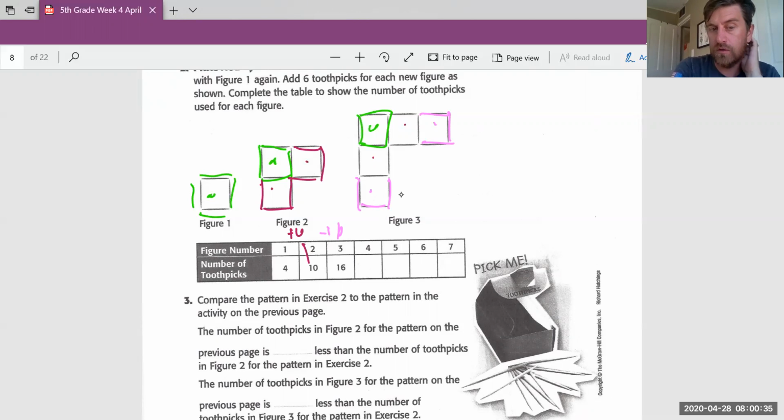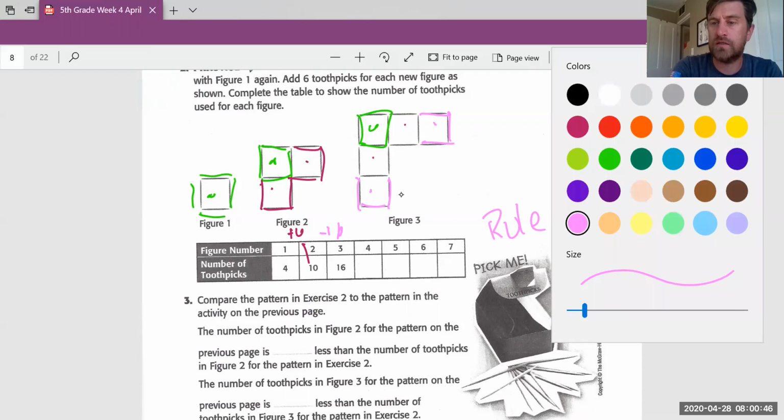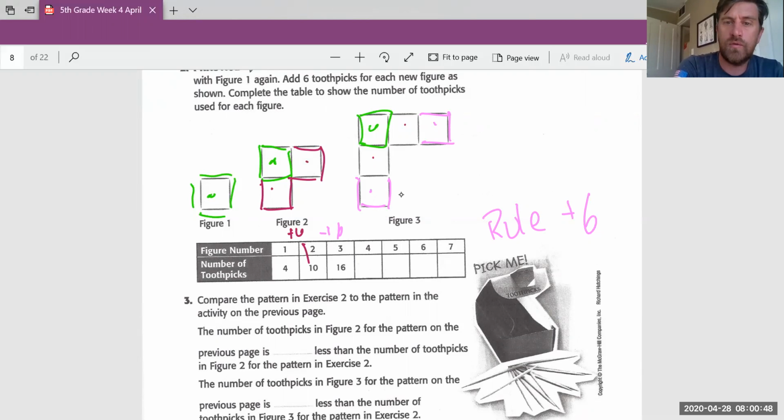So this rule that we can figure in here, there's always a rule. And we know that this rule is to add 6 to continue. If I make the next one, I would add 3 more: 1, 2, 3, 4, 5, 6. 16 plus 6 gives us 22. And I just keep going. Plus 6, plus 6, plus 6.